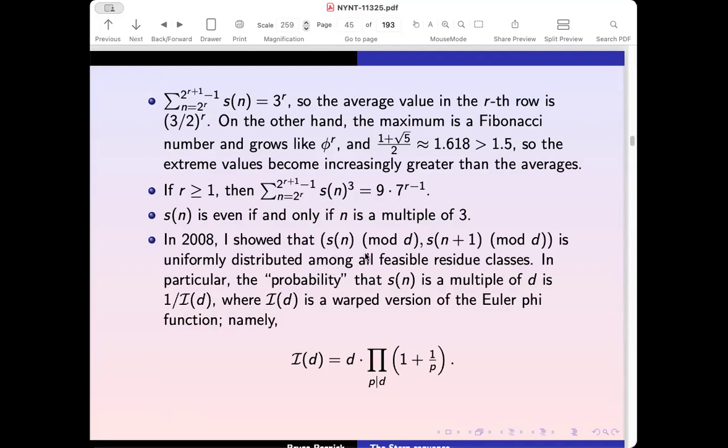In 2008, I showed that if you look at S of n mod d and S of n plus 1 mod d, then it's uniformly distributed among all feasible residue classes. In particular, the probability that S of n is a multiple of d is 1 over psi of d, where psi is what I call a warped Euler phi function. It might have a better name. If one of you knows a better name, please tell me. But rather than taking the product over primes dividing d of 1 minus 1 over p, you take the product of 1 plus 1 over p.